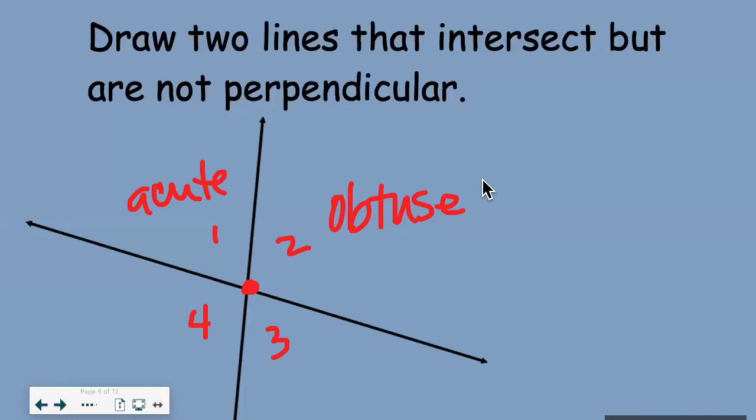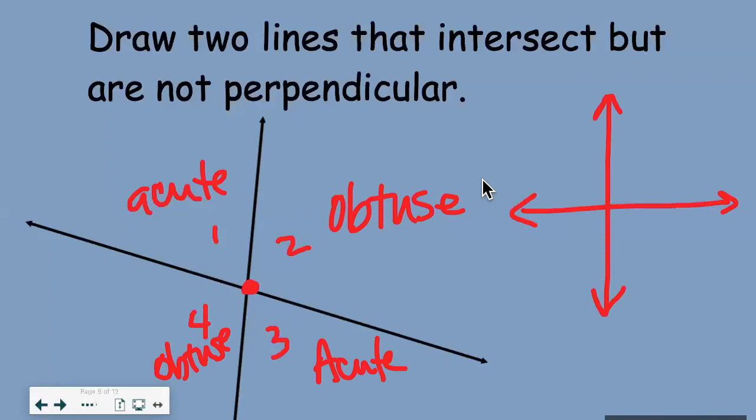Okay, let's do the same thing with angles 3 and 4. What do you think? Well, angle 3 looks like an acute angle, and angle 4 looks like another obtuse angle. Now, if you drew them differently and numbered them differently, you might find something else. But is there any other thing that could happen here other than having 2 acute angles and 2 obtuse angles? Well, if you drew them perpendicular, you were asked not to, but what if you did? Well, we know that this is a right angle.